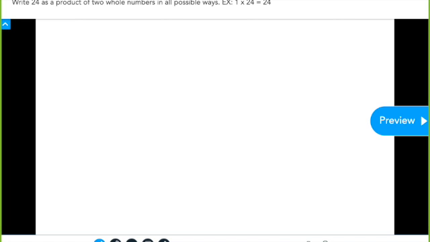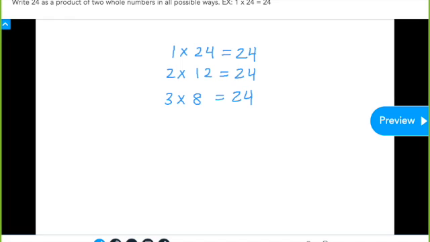Okay. So again, we already know that 1 times 24 equals 24. We also know that 2 times 12 equals 24 as well. There's also 3 times 8, that equals 24. And the last one is 4 times 6, that equals 24 as well.